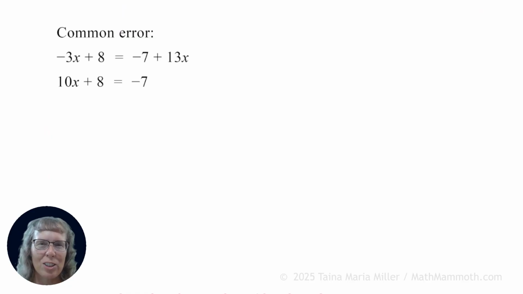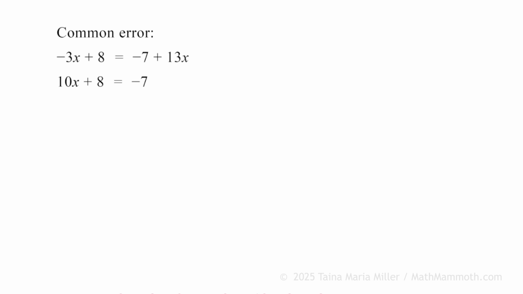All right, here's a common student error. Can you find what it is? We have negative 3x plus 8 equals negative 7 plus 13x. In the next step, we see 10x plus 8 equals negative 7, 10x. So where did this 10x come from? The student took negative 3x plus 13x, added those and got 10x. But you know, that doesn't work. That's not how we solve equations.